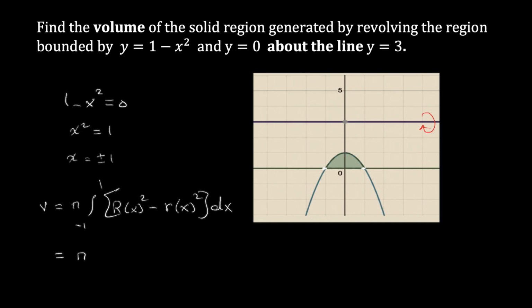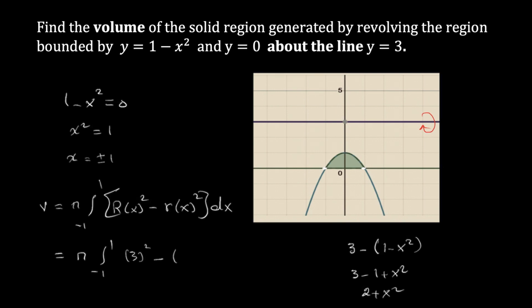which is equal to pi integral from minus 1 to 1. Now, which one represents the outer radius? It's the distance, as we mentioned, between the x-axis and the line y equal to 3, which means that is going to be equal to 3 squared minus, and the inner radius is represented by what? It's the distance between the line y equal to 3 and the graph of the function y equal to 1 minus x squared, which is equal to, let's say, 3 minus 1 minus x squared is going to be equal to 3 minus 1 plus x squared, which is equal to 2 plus x squared.